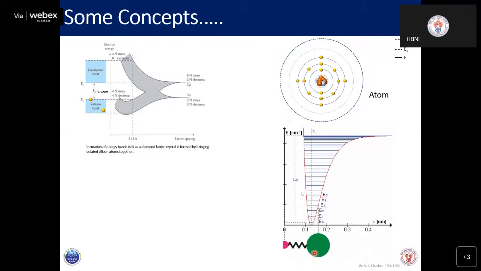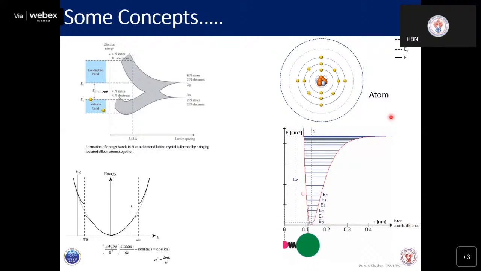In this curve you also see various levels E0, E1, E2, E3, E4, E5. Similar to the atom which had quantized energies E1, E2, E3, these energies are also quantized. But the level of quantum is smaller here; it is in the milli-electron volt range. This is the interatomic distance.